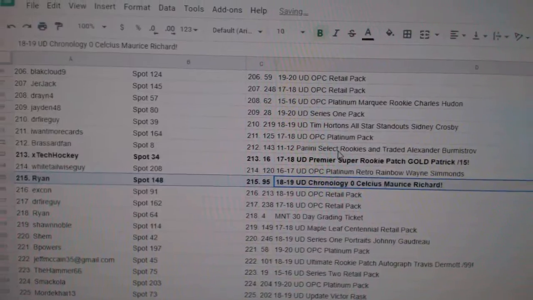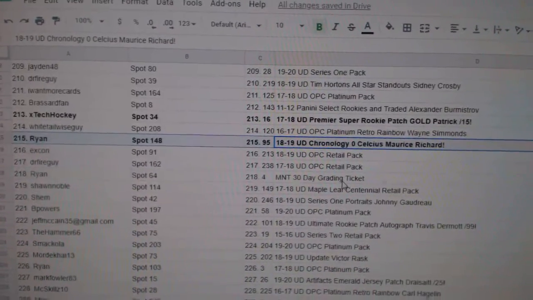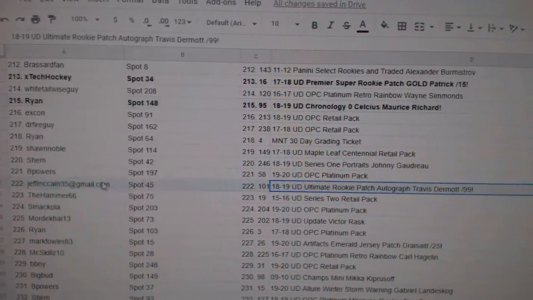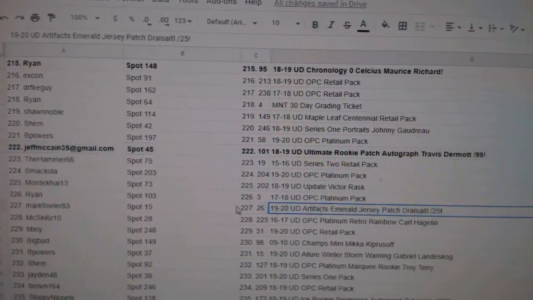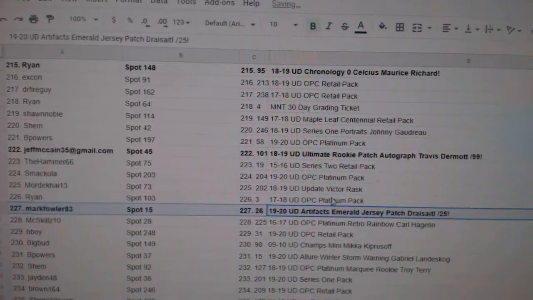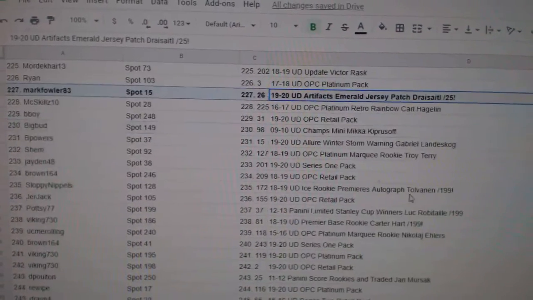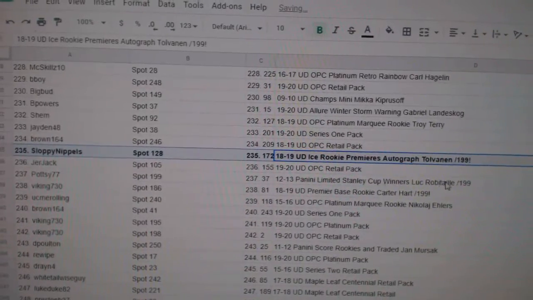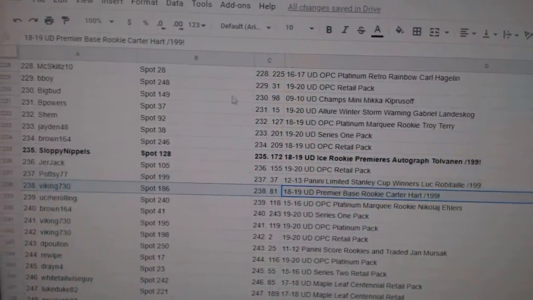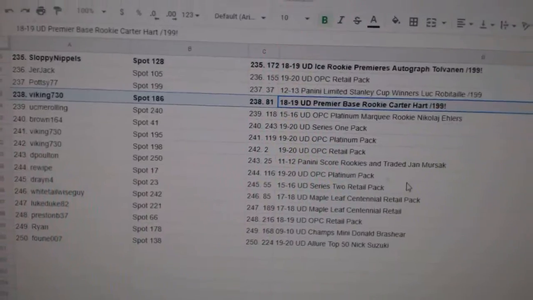Ryan got some more East Richard. The Celsius, 0 degree Celsius. The Dermot goes to Jeff McCain. The Dreisaitl goes to Mark Fowler. The Tolvanen goes to Sloppy. The Carter Hart goes to Viking. And there you go.